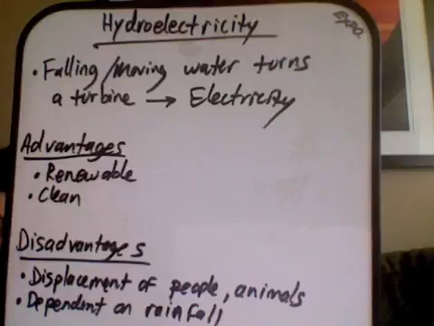But there are disadvantages. Building a dam, which is usually what's done to make hydroelectricity work, displaces people that might live in the valley where the lake is going to form, and it can displace animals and kill other organisms as well. And also, this energy source is dependent on the abundance of rainfall in a particular area. If it doesn't rain one year and there's no water falling downhill, then there's no energy.